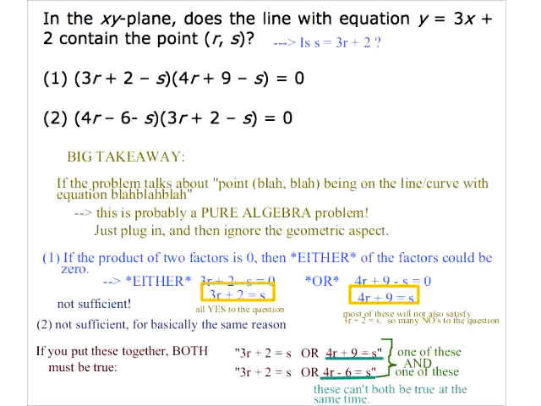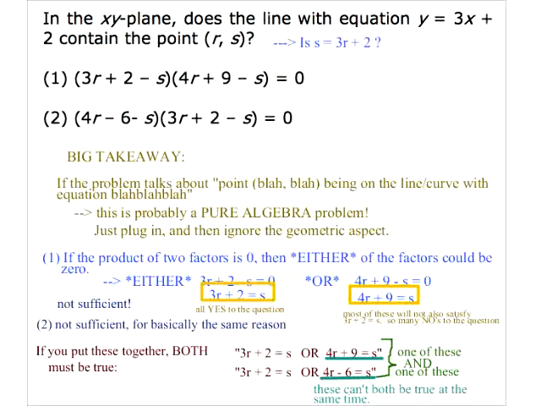Okay, the point here is this. To make these both true at the same time, you could have either this and this be true, this and this, or this and this. But that last combination is impossible because 4r plus 9 and 4r minus 6 can't be the same number. So at least one of these has to be true. And so we know that 3r plus 2 has to be s. So there.